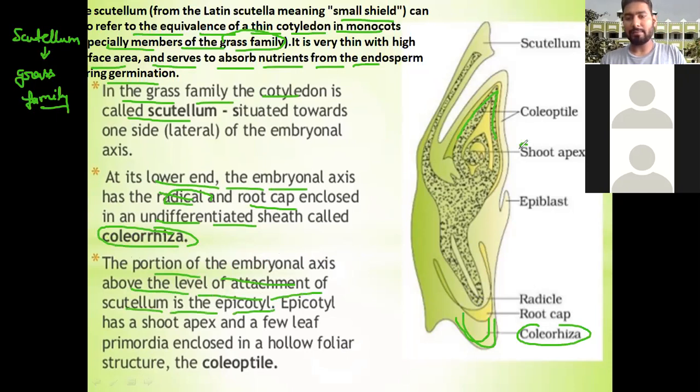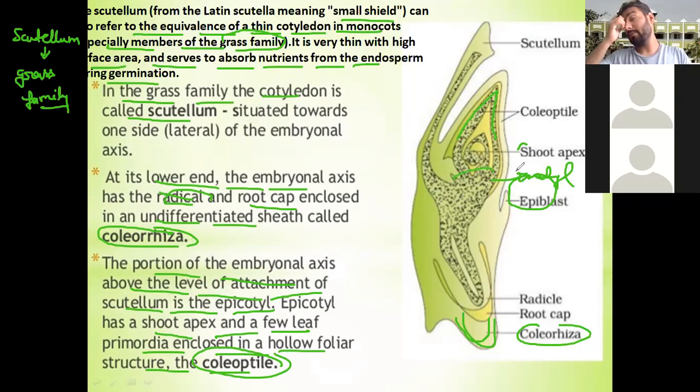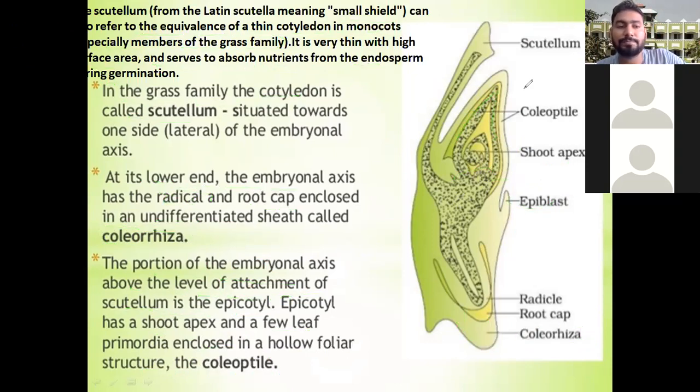The portion of the embryonal axis above the level of attachment of the scutellum is the epicotyl. Now you can see they have given the epicotyl. This epicotyl has the shoot apex and a few leaf primordia enclosed in a hollow foliar structure called coleoptile. So the epicotyl is also covered with a special structure known as the coleoptile, and the basic function of coleoptile is to provide protection.